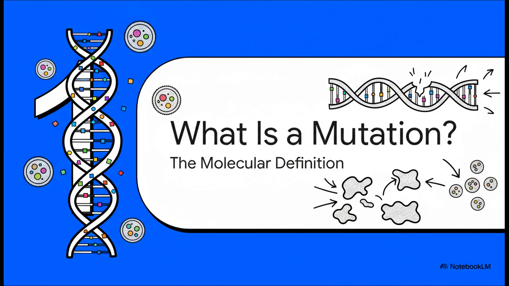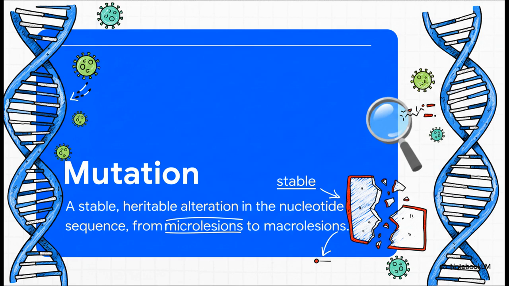Before we can talk about the fallout, we need a really solid, precise definition. So, Section 1. What exactly is a genetic mutation? Okay, so the formal definition has two words that are absolutely key here: stable and heritable. Stable means the change has actually survived the cell's DNA repair crew. It's not just temporary damage, it's a permanent rewrite of the code. Heritable means it gets passed down to the next generation during cell division. Now, these changes can be tiny, micro-lesions affecting just a single base pair, which is what we're focusing on, or they can be huge macro-lesions, like deleting or flipping entire chunks of a chromosome, affecting tons of genes at once.